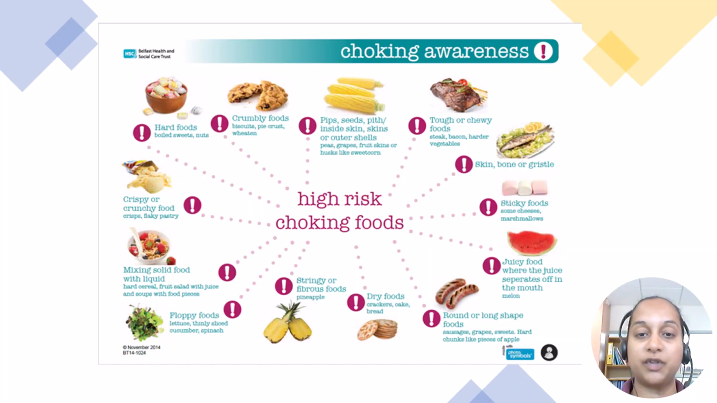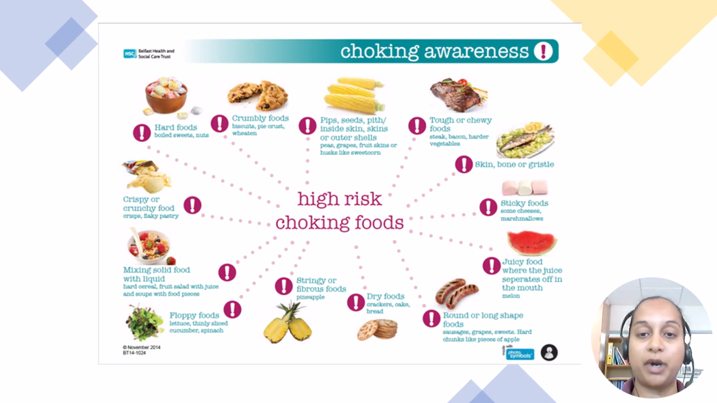Here are some examples of food that may cause a higher choking risk. Hard foods such as boiled sweets and nuts, crumbly foods such as biscuits, foods with seeds, pips or skins, tough and chewy foods like steak, bacon, hard vegetables, etc.